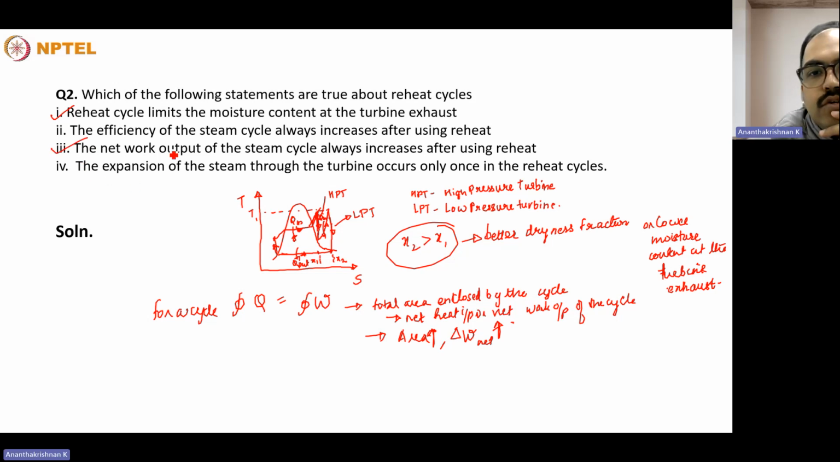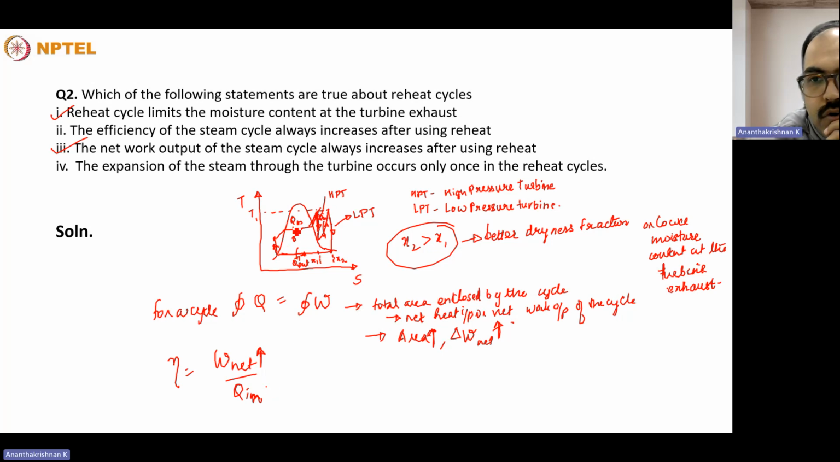Now comes option 2. The efficiency of the steam cycle always increases after using reheat. So efficiency could be written as net work divided by Q input. As you could see, net work increases. But what about the heat input? Along with the net work, the heat input also increases.